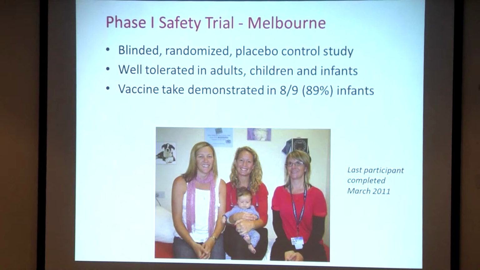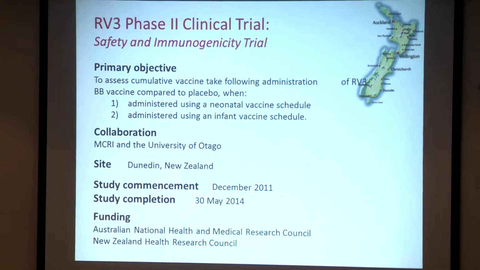of strategic partnerships. We've conducted a phase 1 safety trial in Melbourne, which showed that the vaccine was well tolerated in adults, children and infants. We've conducted a phase 2A study, a safety and immunogenicity study, in New Zealand. This was the first time newborn babies were given the vaccine, as well as babies at the current routine schedule at 6 to 8 weeks.